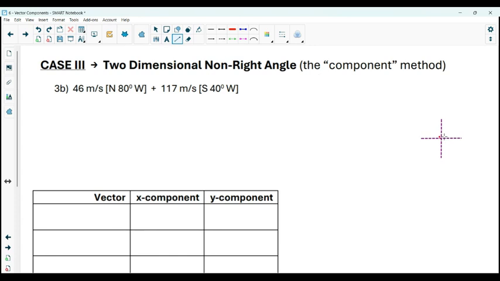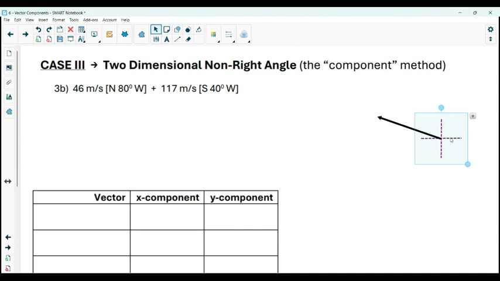I'm going to go north. Oh, no, I don't want you to be red. I want you to be solid black color. Okay, good. So I'm going to go north, just like that. And then I'm going to go 80 degrees to the west. So that's not the whole way, but it's close, right? I'll get right to there. Okay, that's my first one.